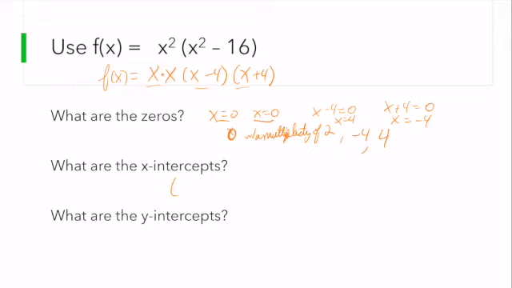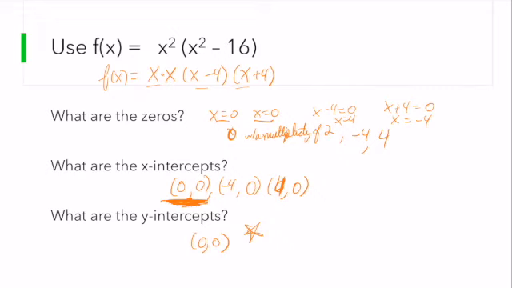The x-intercepts are when y is 0. When y is 0, x is 0. When y is 0, x is -4. And when y is 0, x is 4. Now what's the y-intercept? Well, the y-intercept is right here, right? We already stated it, because that's when x equals 0. That's when we're going to cross the y-axis. And you can see this from our graph that we're about to sketch out.